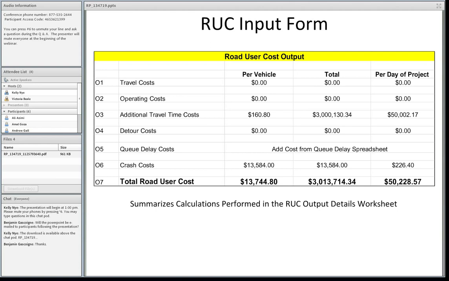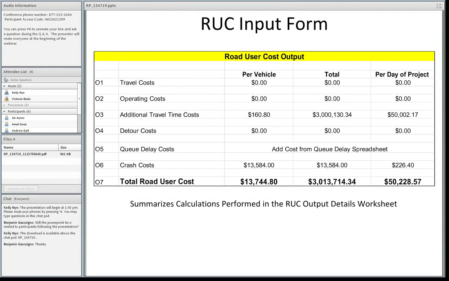But this will tell you all the different elements that are considered a part of road user cost. So we have the travel cost, operating cost, additional time costs that are essentially related to either the diversion. The detour costs are specifically only related to the detour, so those are separated out here. The queue delay cost, it would take the information that we just received and plug that in this column for a total. And then the last piece is that crash cost. The total road user cost sums all of those individual entities.